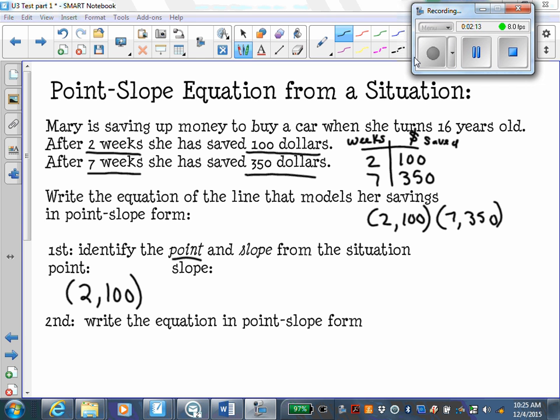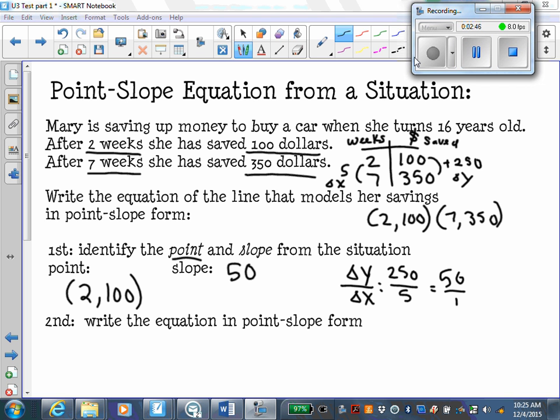We can show it a couple ways. We could show it on the table like this. From 100 to 350, that's going up 250. From 2 to 7, it's going up 5. And so this is the change in y. This is the change in x. So change in y over change in x is 250 over 5. And that reduces to 50 over 1 if we divide top and bottom by 5. So I could say that my slope is 50, or 50 over 1.